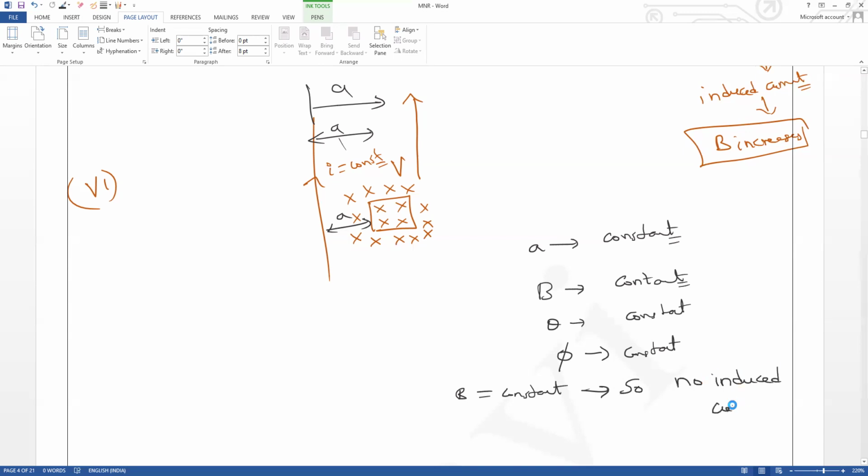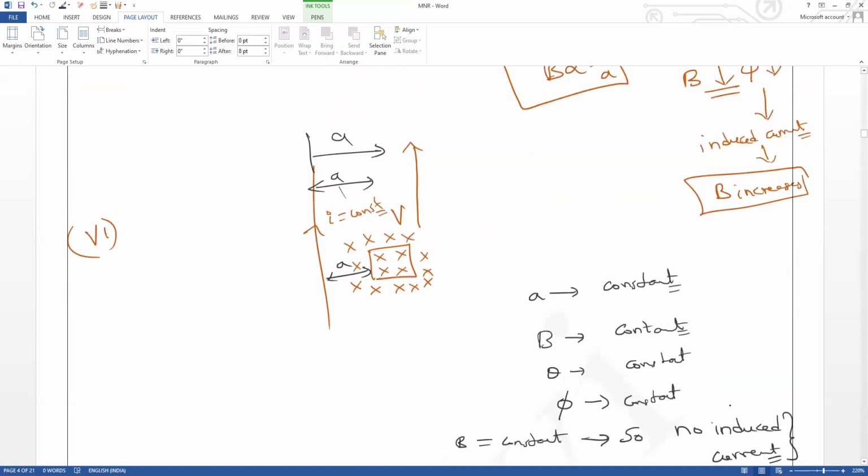So no induced current. Chapter over. There is no change in B. B is not changing, neither increasing nor decreasing. So is any current induced in it? No current is induced. That's all. Okay, so do it.